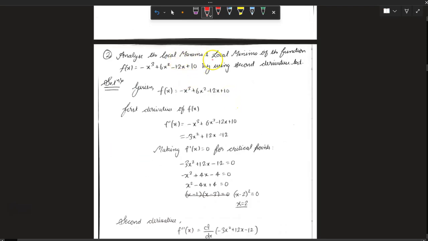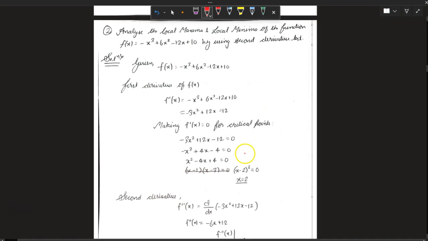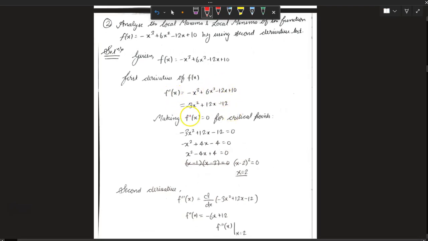Analyze the local maximum, local minimum of the function f of x is equal to minus x cube plus 6x square minus 12x plus 10 by using second derivative test. Now you have to apply second derivative test. First you have to differentiate one time, then later you have to differentiate it 2 times. Okay, see, first derivative of f of x is given as minus 3x square plus 12x minus 12. Okay, so this is first derivative.